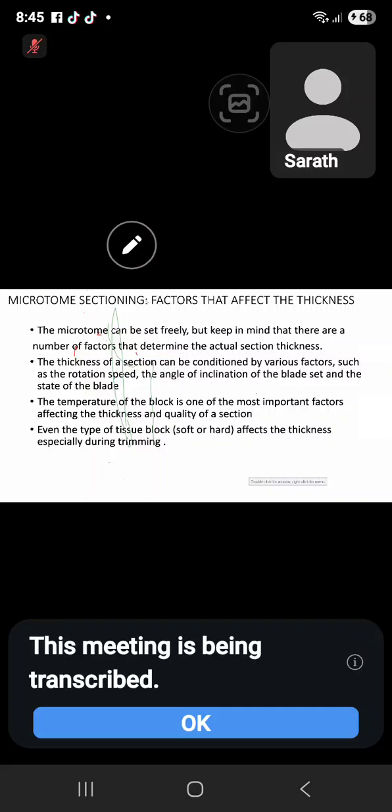The microtome can be set freely, but keep in mind that there are a number of factors that determine the actual section thickness. The thickness of the section can be conditioned by various factors, such as the rotation speed. When you are rotating, the rotation speed should be constant. Other factors are the angle of incline of the blade and the state of the blade. The blade should be a new one. If it is an old blade, the section will not be ideal.